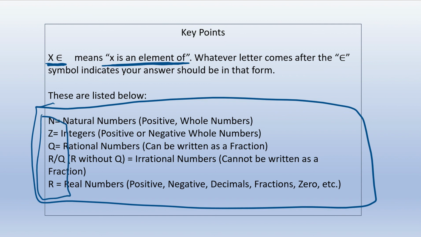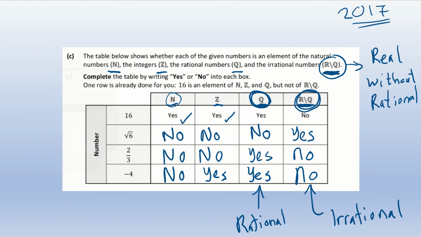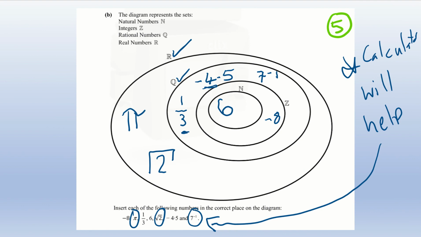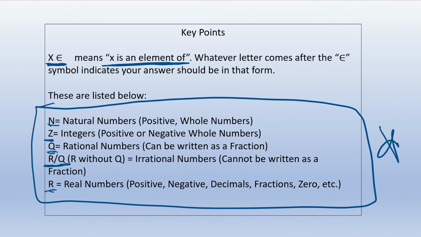So your sets that will come up are your natural numbers, your integers, your rational numbers, which can be written as a fraction, your R without Q, which are your irrational numbers, so your real numbers without your rational numbers, and then your real numbers, which is anything that you can think of. Those 2 exam questions that we looked at all came back to your knowledge of this, and there are quite a lot of marks going for those as well.